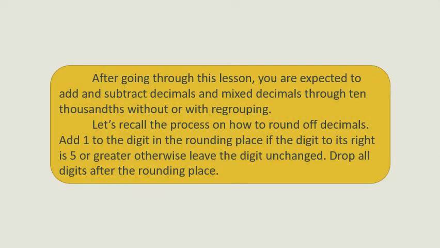After going through this lesson, you are expected to add and subtract decimals and mixed decimals through 10,000s with or without regrouping. So, let us recall the process on how to round off decimals. Add 1 to the digit in the rounding place if the digit to its right is 5 or greater, otherwise leave the digit unchanged. Drop all the digits after the rounding place. So, i-review muna natin yung how we round off decimals.